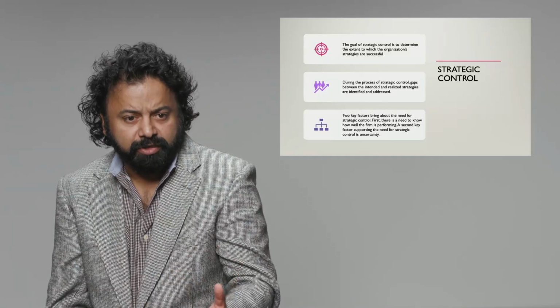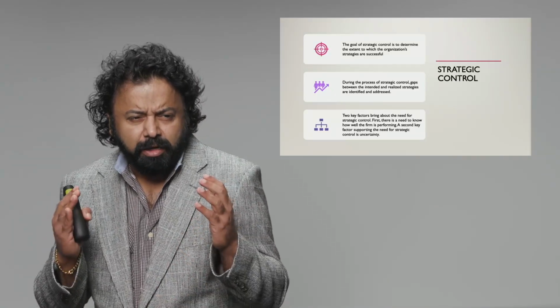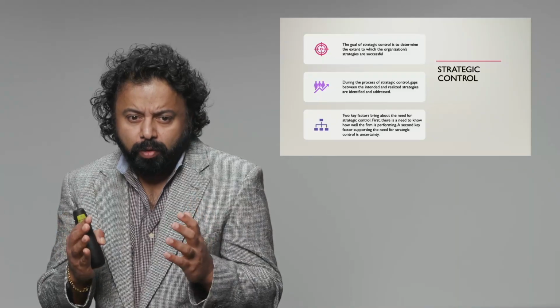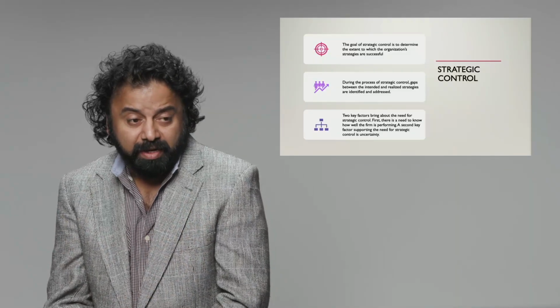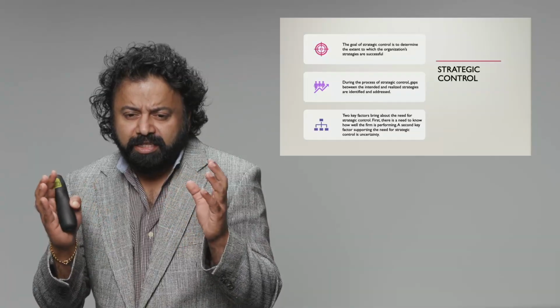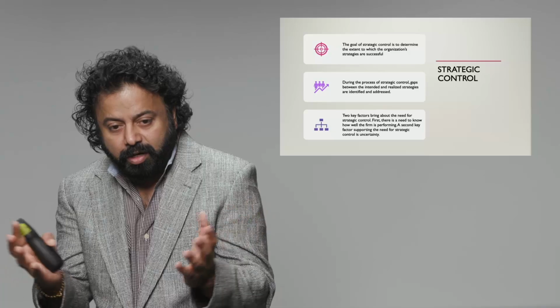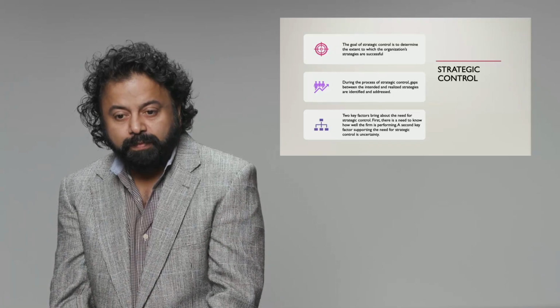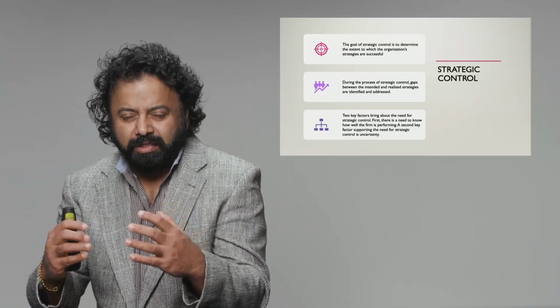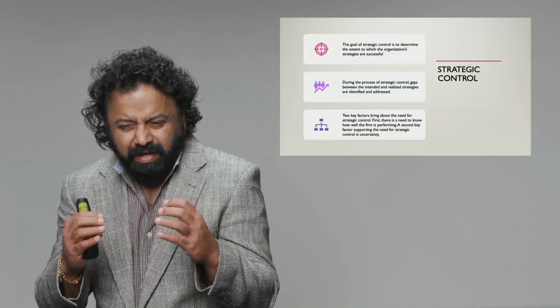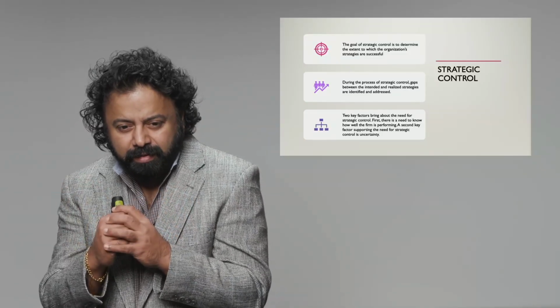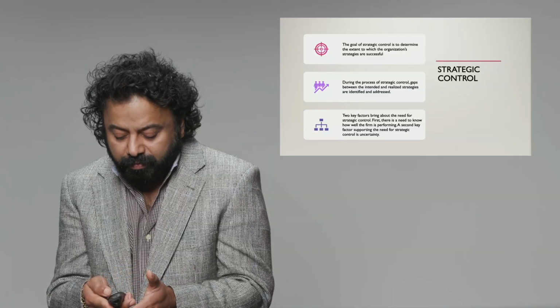Then there is strategic control. Strategic control plays a crucial role in the crisis management process. The primary goal is to assess the effectiveness of an organization's strategies in achieving its goals and objectives. Through this process, the implementation of strategies is monitored, and necessary adjustments are made to align with the organization's objectives.